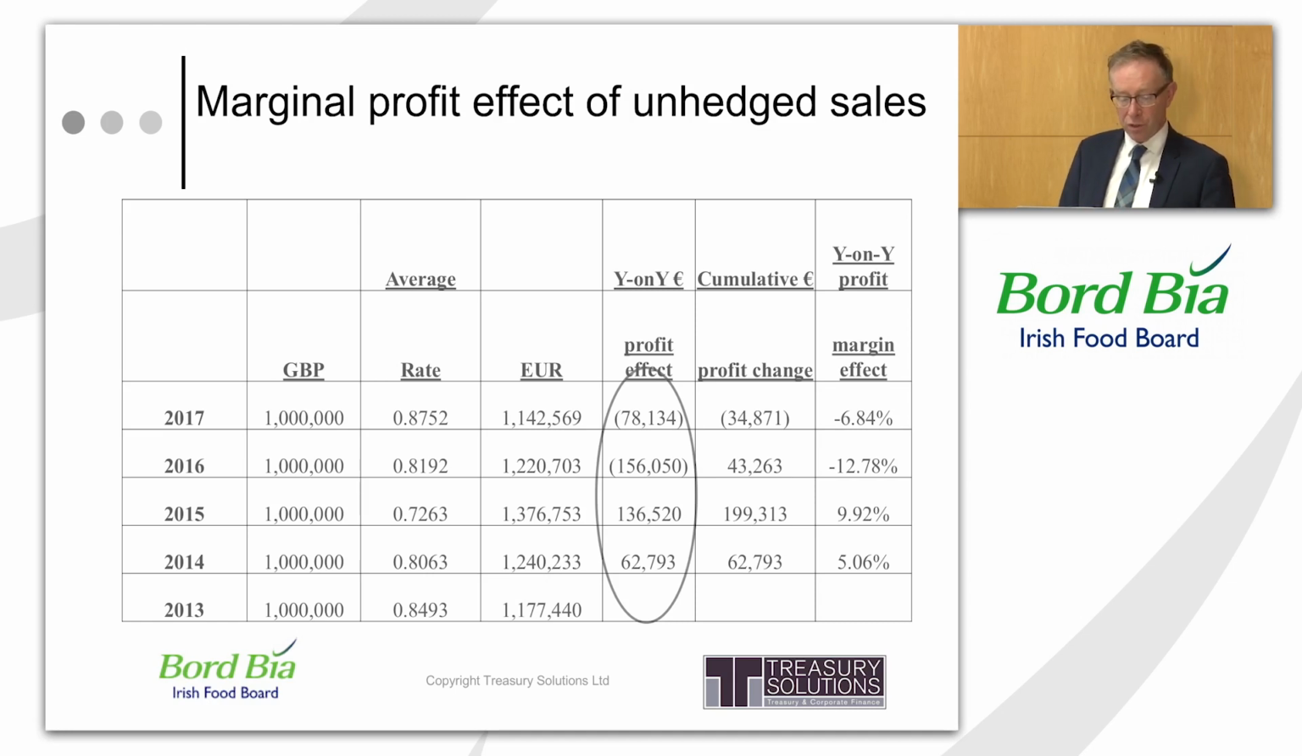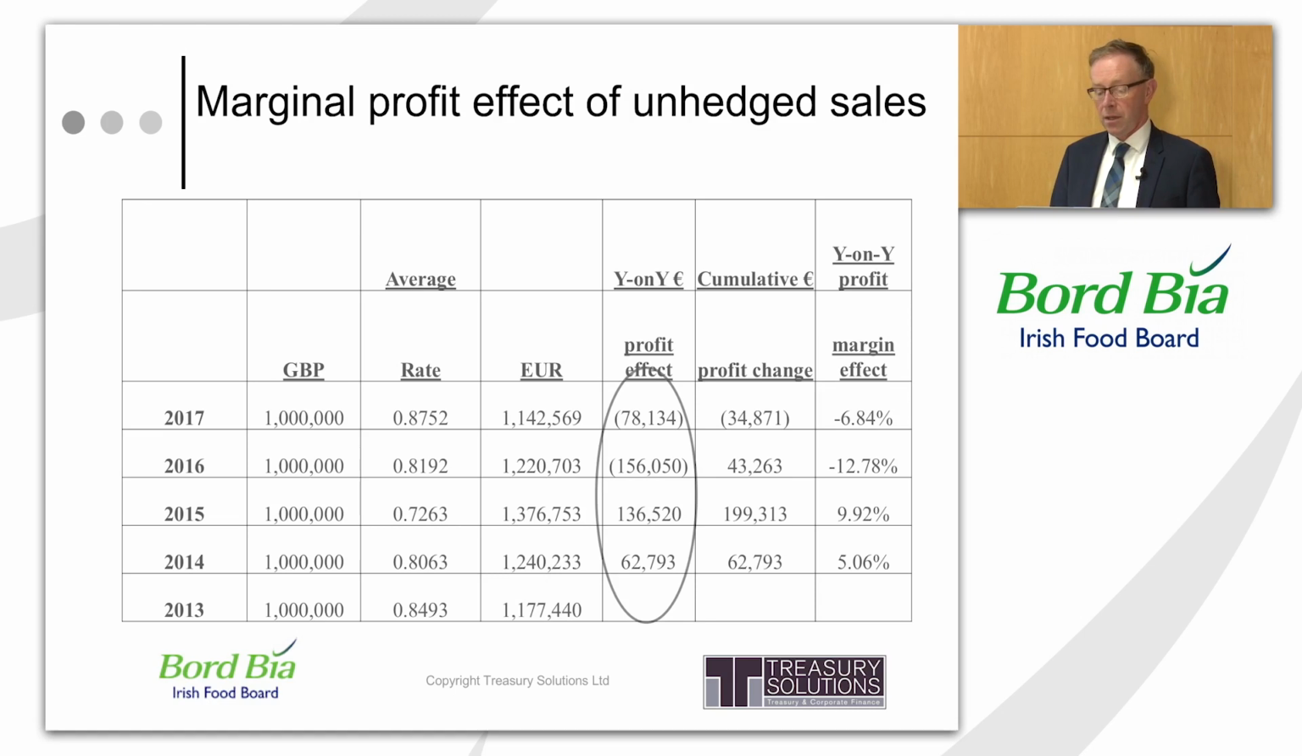The third column here, which is headlined Euro EUR, shows the euro equivalent that we would have received for our £1 million sterling sales, or purchases indeed every year, but I said I've done this from the point of view of sales and how the exchange rate literally impacts on it. So £1 million sterling in 2013 was worth 1.177 million euros. In 2014, if we sold £1 million sterling again, we now would have received 1.24 million euros, which is an increase in our receipts of 62,793 euros just because the exchange rate moved.